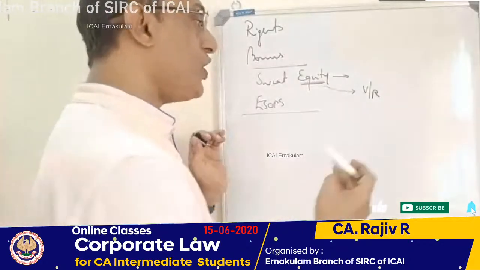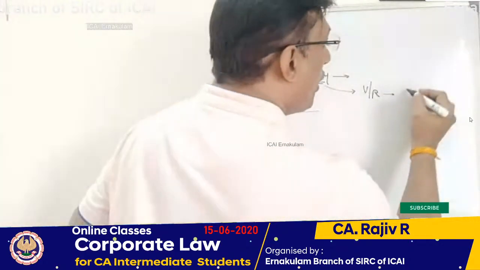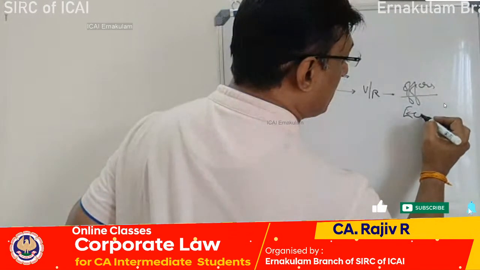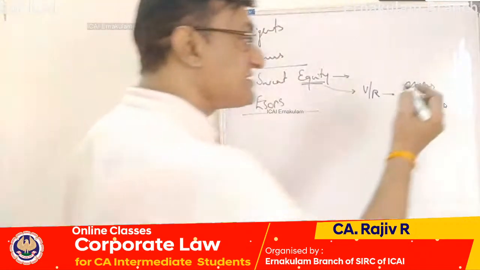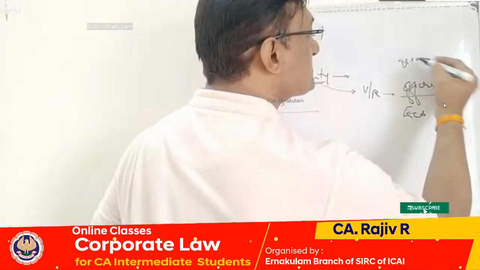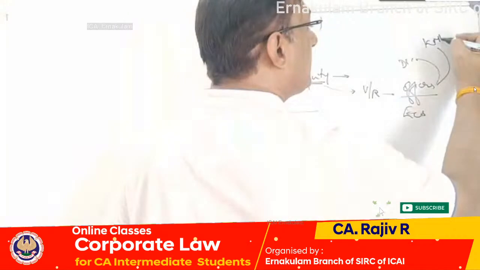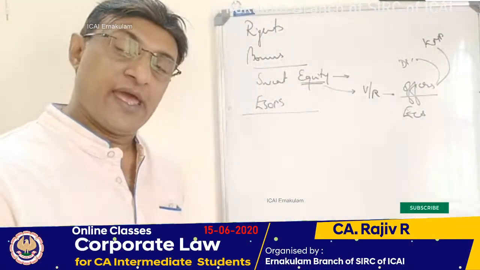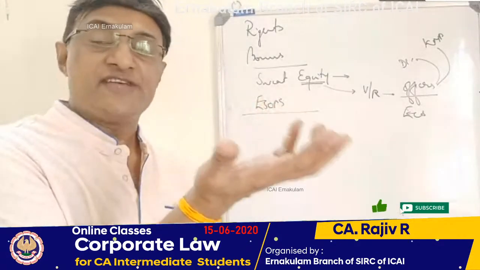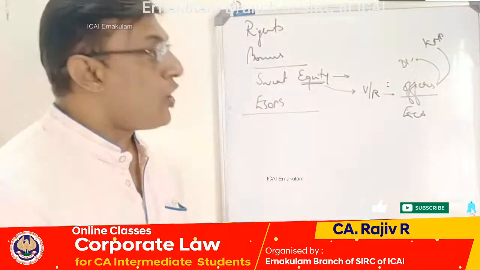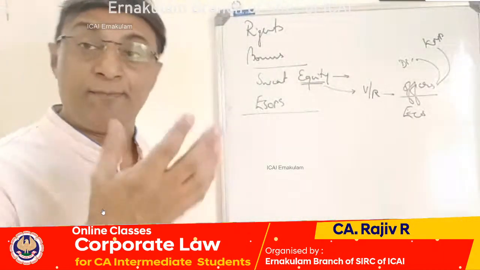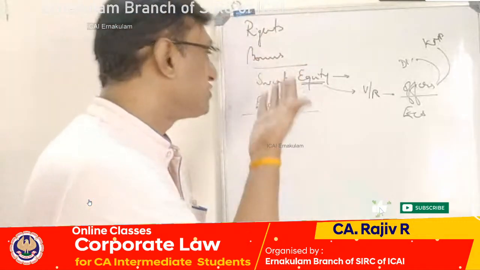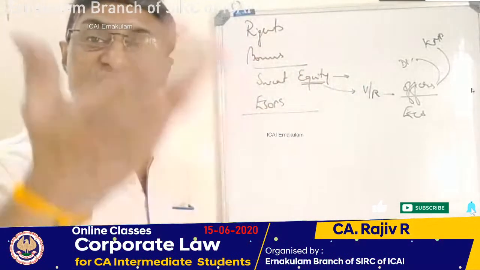which are given to or offered to officers or employees of the company. The officers in the sense, it could be directors, it could be KMP, or any officer of the company which is engaged in the management. Or it could even be to employees. So employees are eligible for any of these. It could be a rights issue or bonus issue or equity. ESOPs is exclusively meant for them.